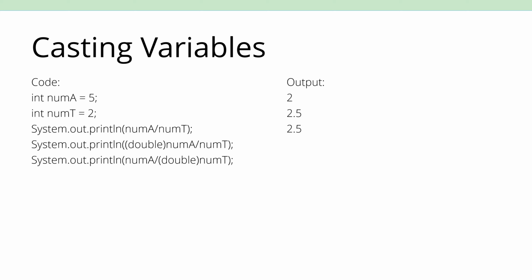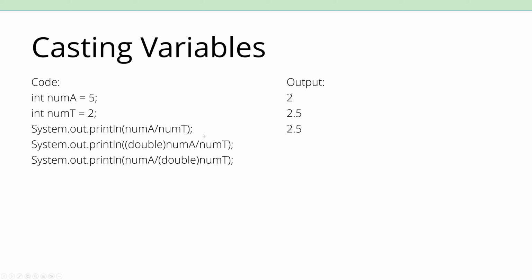Now right here, I have two integers, okay? num_a and num_t, and they have the values of 5 and 2. This slide shows a very, very common application of casting. So typically, when I do 5 divided by 2, num_a divided by num_t, remember, integer divided by integer, the result, the quotient, must be an integer. So 5 divided by 2, you and I both know it's 2.5, right?